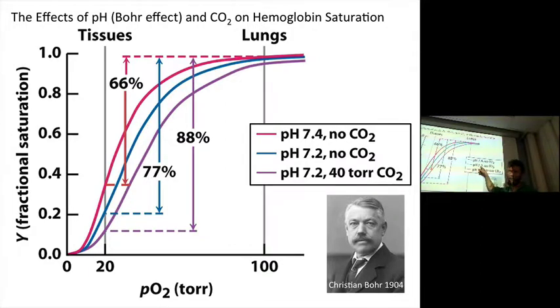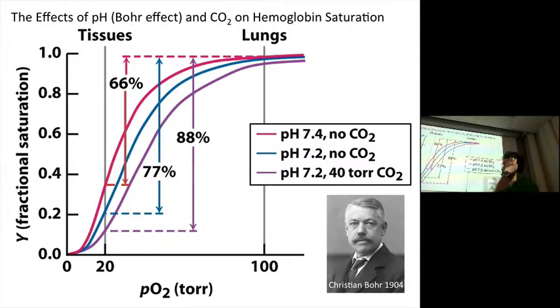However, if we drive it more acidic, if we increase hydrogen ion concentration, but still no carbon dioxide present, we are going to facilitate off-gassing or unloading of oxygen. So at this exercise limit of 20 torr of oxygen, it goes from 66 up to 77% of the oxygen being unloaded.